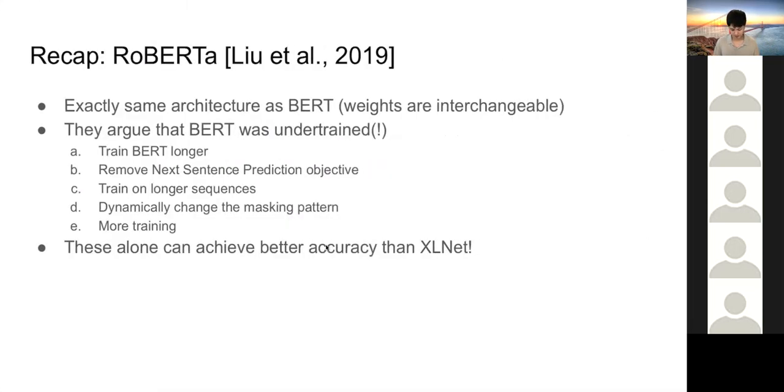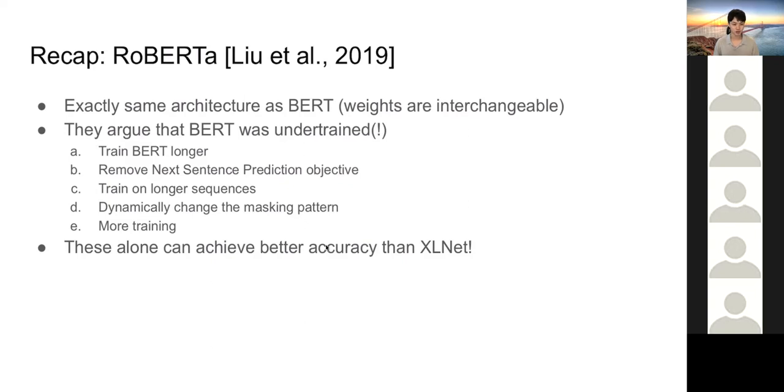And we talked about RoBERTa, which came about one month after XLNet. I mentioned that RoBERTa was kind of sniping XLNet, in the sense that they said, we use just the same architecture as BERT, which means the weights we learned are directly applicable to BERT. But we could do better because BERT was undertrained, which means we could make it better by training BERT longer and removing some useless tasks like next sentence prediction.